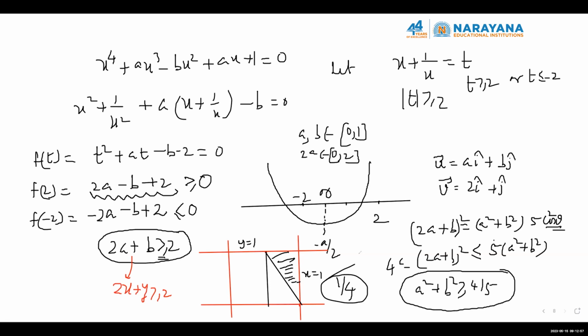Anything else? In paper 2? Anything else in paper 2? 47, 48, 47 and 48.